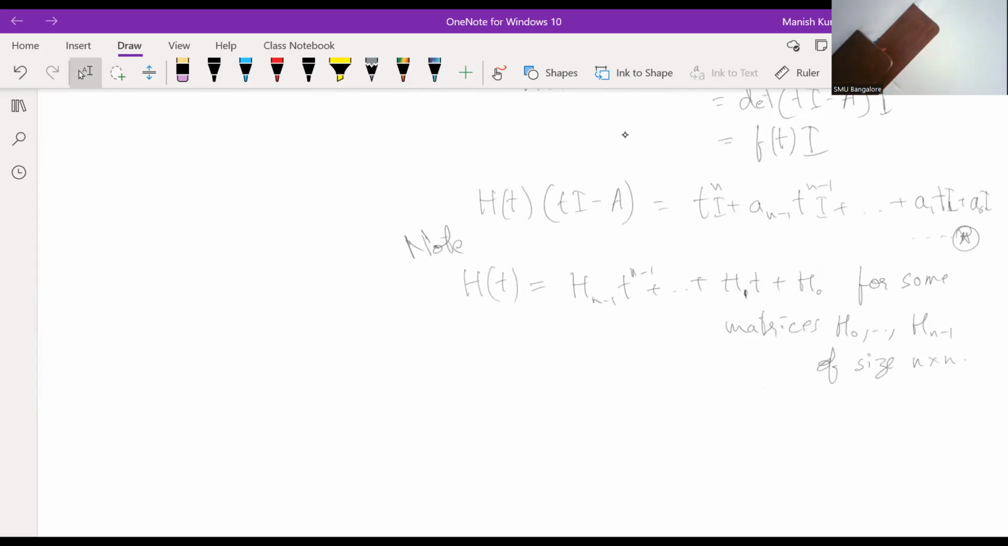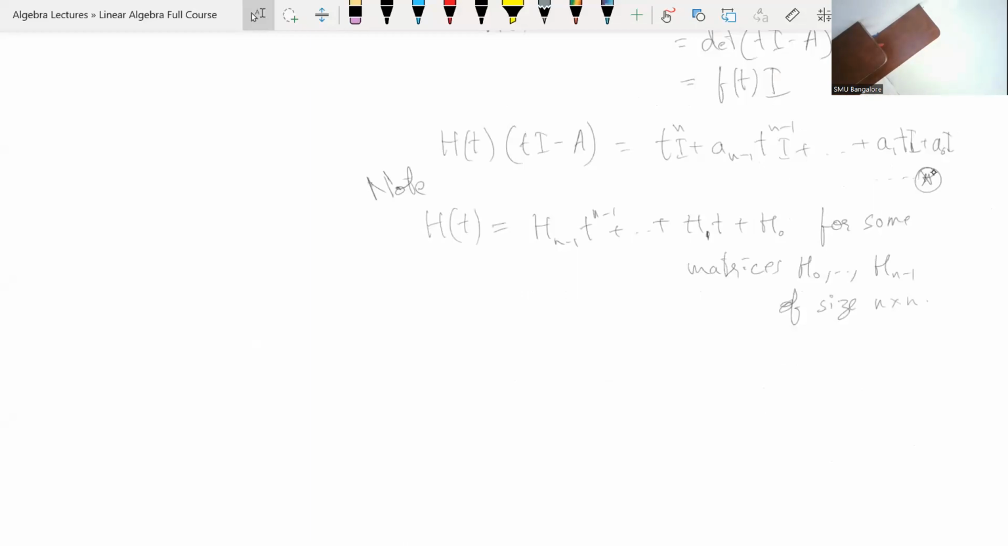So if we do that, then let's look at the constant term. So what will you get as the constant term? The left hand side is h. The constant term will be minus a h naught. So then you'll get that minus a h naught on the left hand side should be the same as a naught I. This is the identity we'll get.